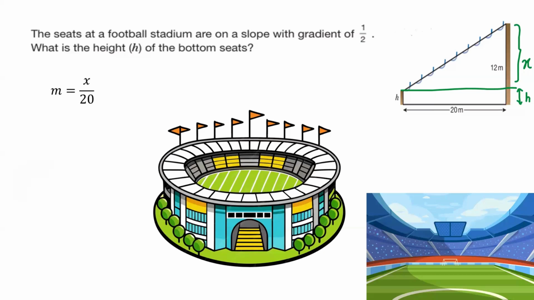The gradient is equal to x over 20, which is the base. The gradient is given as half, so half is equal to x over 20. When you simplify, you will get x as 10. Since we know the total vertical height is given as 12, h is equal to 12 minus 10. By subtracting this, we get the answer for h, which is 2 meters. That is the height of the bottom of the seats.